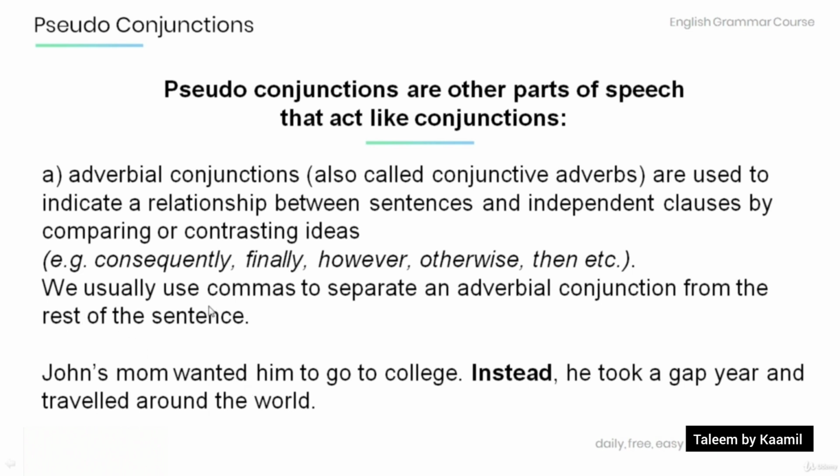Remember that we usually use commas to separate an adverbial conjunction from the rest of the sentence. Have a look at the example over here. John's mom wanted him to go to college. Instead, he took a gap year and traveled around the world. Now, the adverbial conjunction instead in the sentence is used to indicate the relationship between the first sentence and the second, contrasting what John's mom wanted him to do and what John actually did.